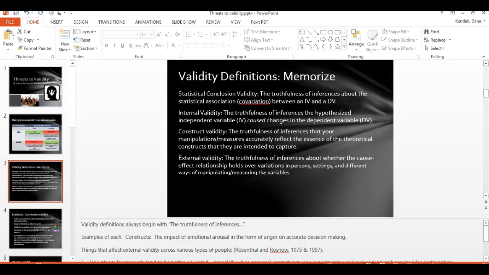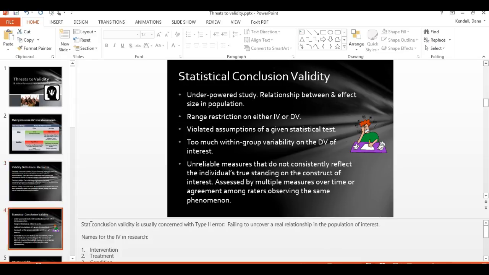And these are all things that we as scientists have to think about and make a logical case for why we chose to capture a construct in the way that we did, and does it map on conceptually like we would like. So let's start with statistical conclusion validity.